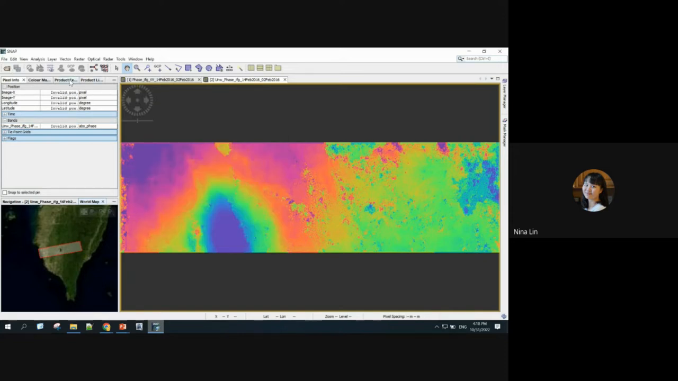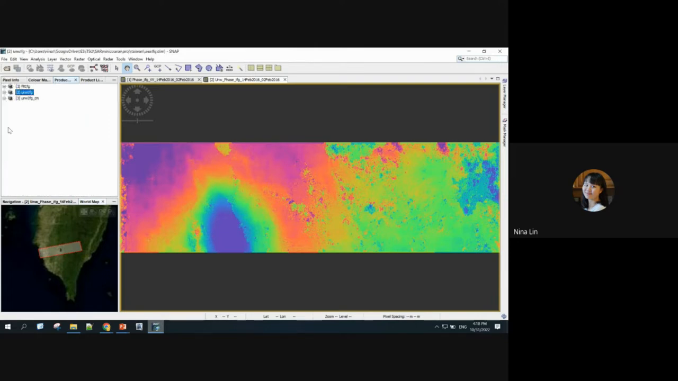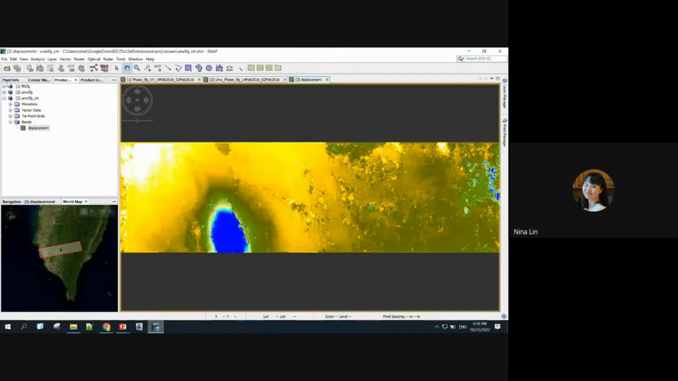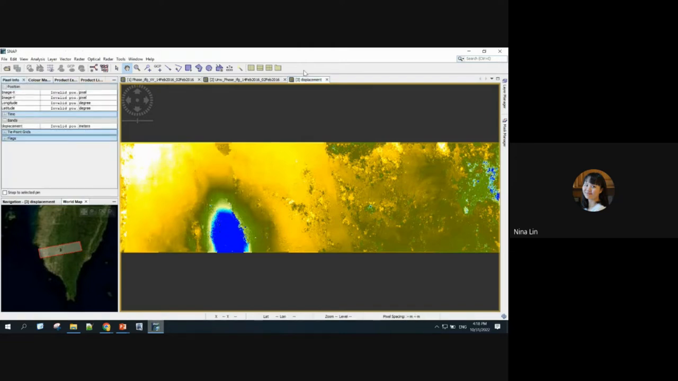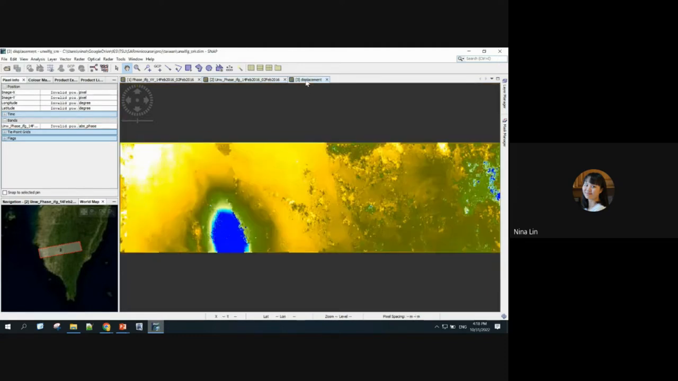All right, so let's go back to the product. Now I have my UNW-IFG in displacement. Let's go back and check the pixel value. Oh, sorry, it's actually meter, not centimeter. It says meter next to it. So you immediately observe that what used to be a positive value in the center has been turned into a negative value.